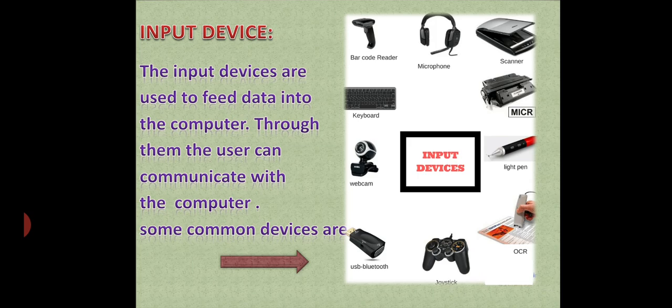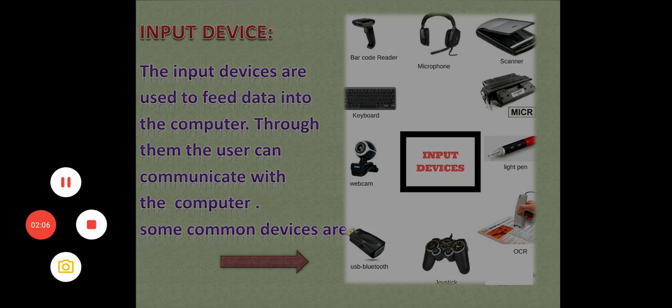Input devices. Input devices are used to feed data into the computer. Through them, the user can communicate with the computer. Some common devices are barcode reader, microphone, scanner, keyboard, magnetic ink character reader, webcam, light pen, OCR, optical character reader, joystick, USB, Bluetooth.